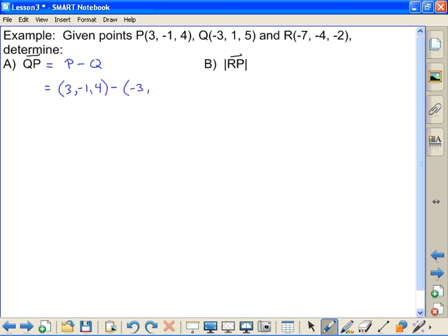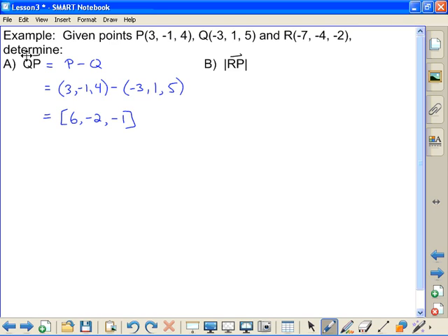And Q is the 3, 1, 5. When you subtract 2 points, the result is a vector. So we end up with the vector 6, -1 take away 1 is -2, and 4 take away 5 is -1. So there we go. That is vector QP when you're given the points.